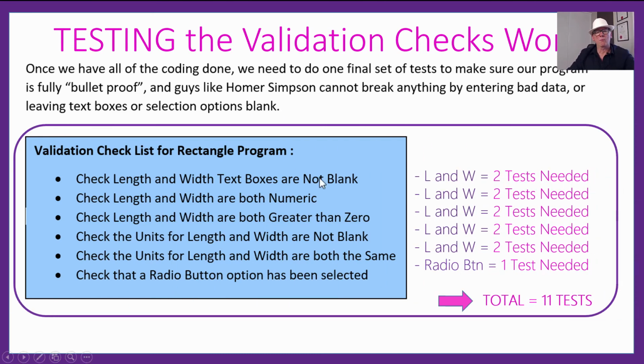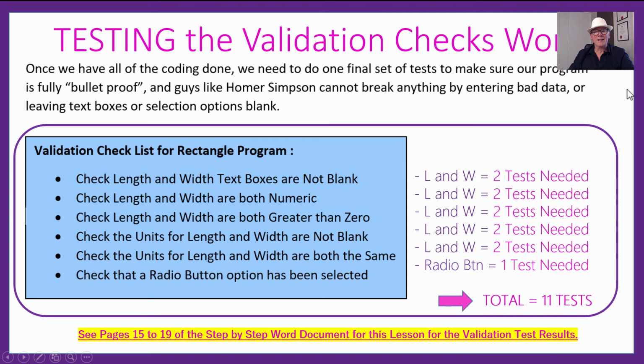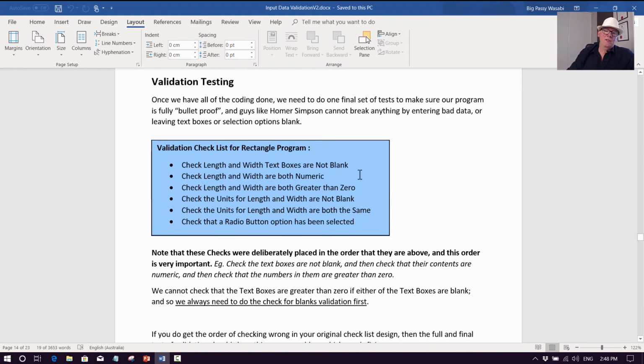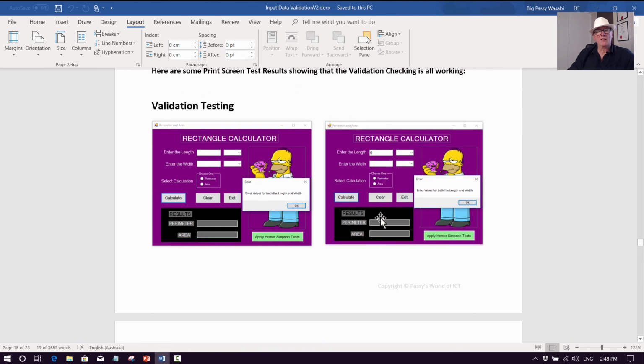Okay, well, on this first one, for blanks, we're going to have to test the length text box and the width text box, when both of those are blank, or maybe one's blank and the other one isn't. So there's going to be 2 tests needed there, maybe even 3 tests, because you might want to test both blank, length blank, width blank. But let's just say there's 2 tests needed. To check that they're both numeric, you're going to have to check the length and the width, so that's another 2 tests. You go through your checklist thinking about the tests you need to do, and that's a total of 11 tests. So it ends up being quite a lot of testing as well. You probably go gnashing and grinding your teeth now, hating validation because there is so much testing involved. But look, that's the way it rolls.